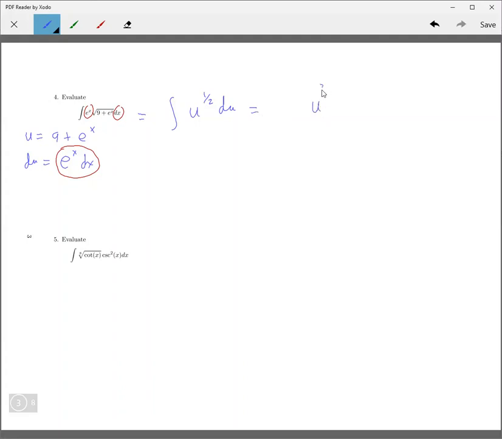So you raise that by 1 power. When you take the derivative, you have a 3/2 coming out. So we'll put a 2/3 there to counter that, plus a constant. And finally, substitute the 9 plus e to the x back in. So this u gets replaced with 9 plus e to the x. And there you go.